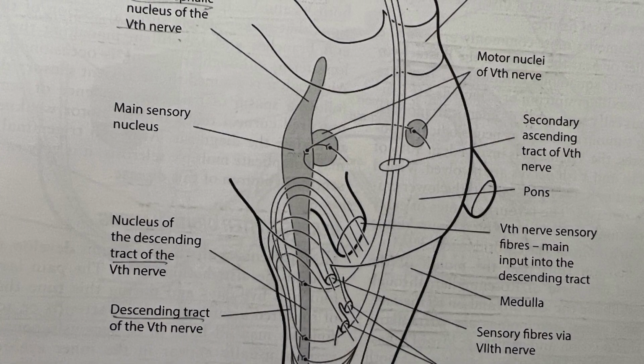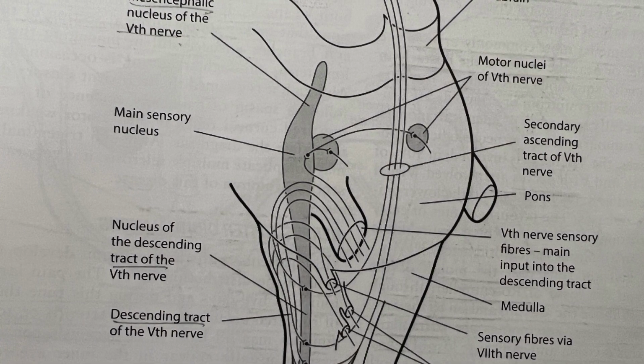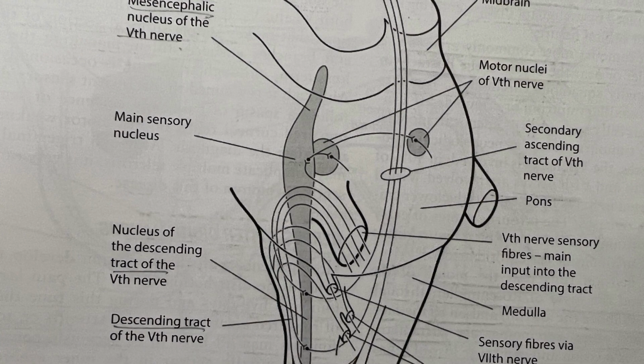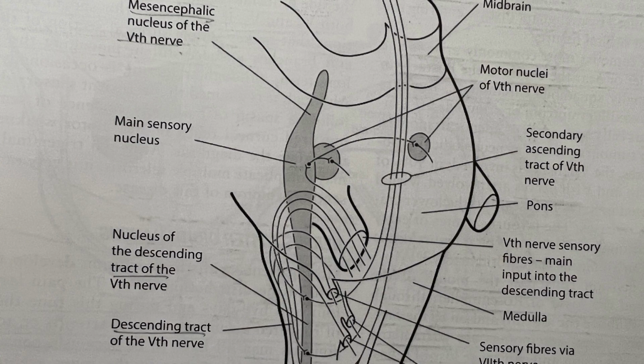The jaw jerk test checks the integrity of the pathway. If greatly enhanced, it indicates a bilateral upper motor neuron lesion above the mid pontine level, the highest stretch reflex that can be elicited.